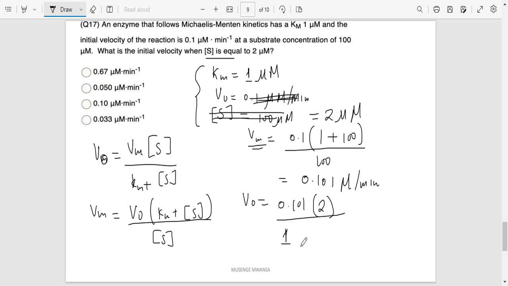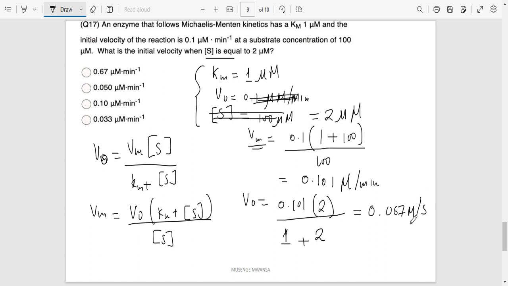Km is 1 plus the concentration of the substrate, that is still 2. So I've got 0.101 multiplied by 2, and in the denominator I've got 3, so divide by 3. This gives me 0.067.